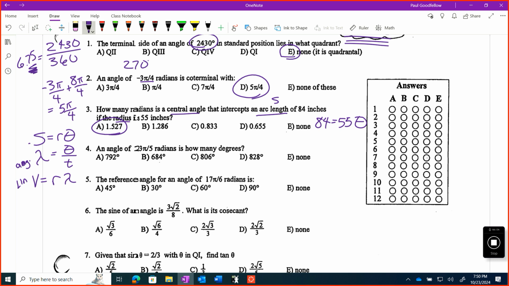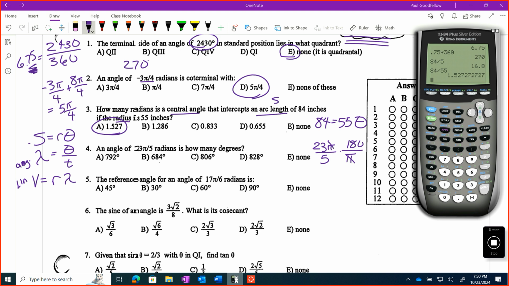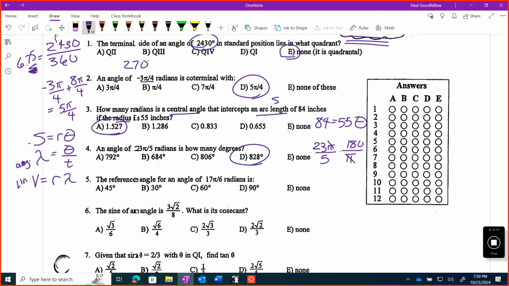An angle of 23 pi over 5, how many degrees is that? If you're trying to change something from radians to degrees, there's converters for it. Remember, you're trying to get the pi out of it, so you're going to want to multiply it by 180 divided by pi. Now, you're trying to get the pi's to cancel, and ultimately, it's top times top, 23 times 180. Take that answer, divide it by 5, and we should get an answer of 828 degrees. There you go, letter D.